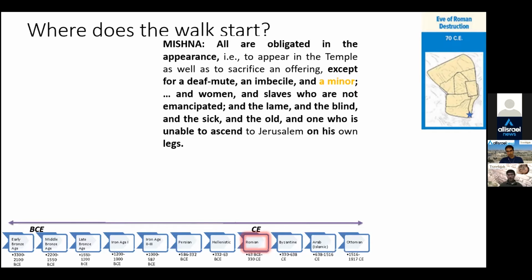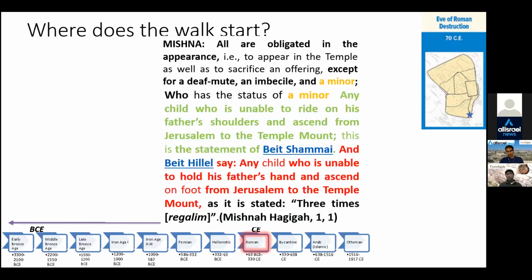An interesting thing is that one of those that doesn't have to come is a minor. Usually in Judaism, a minor is below the age of becoming obligated in the commandments, which means the age of 13. But here in this Mishnah, there's a debate about it. And who has the status of a minor, they ask. They give 2 options, which is something very regular in the ancient Jewish law, giving more than one option.